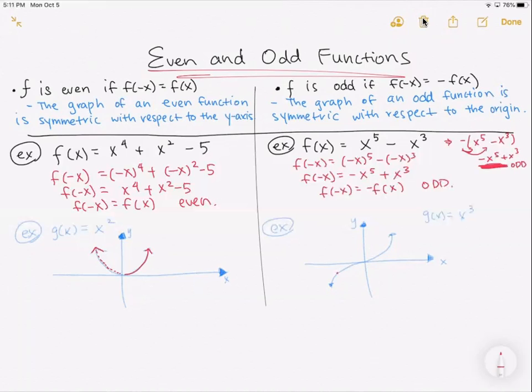which means you pick a point. Let's choose, like, negative 2, comma, negative 8, and negative 2, comma, positive 8. Then we know that from negative 2 to origin and from 2 to origin, they are equally distant. So for this graph, we can tell that g of x equals x cubed is an odd function.